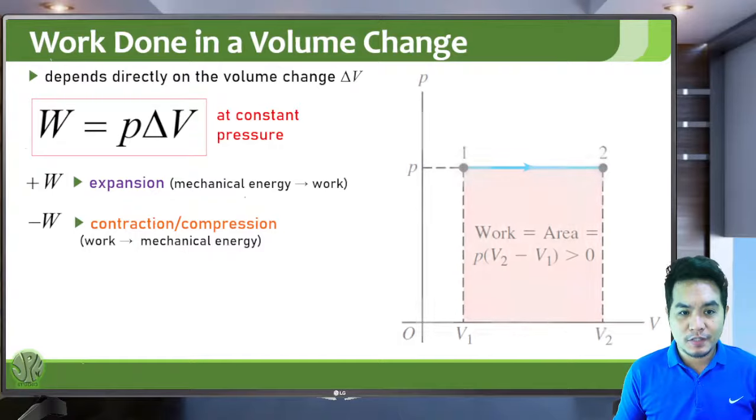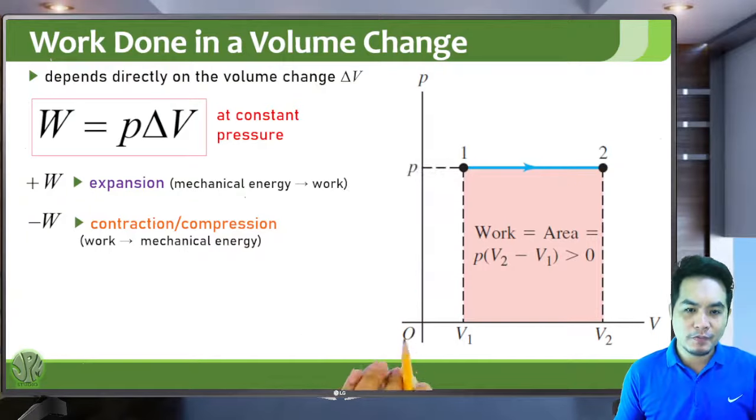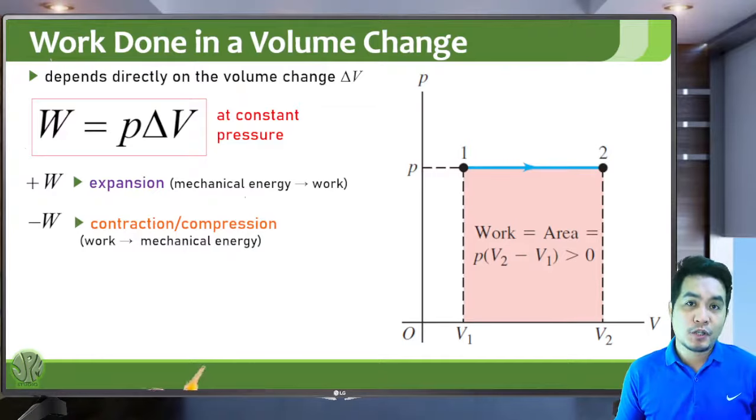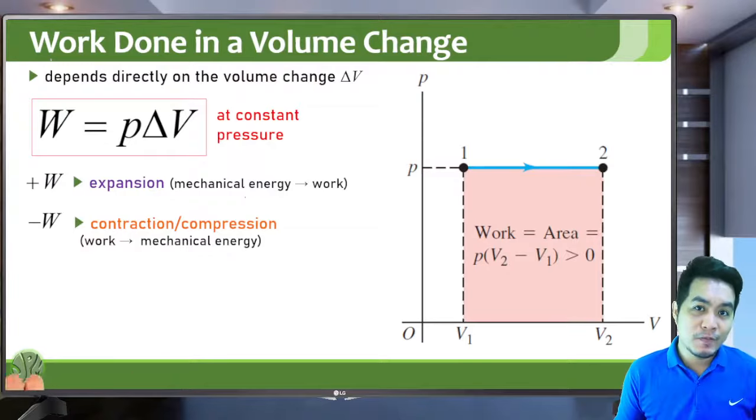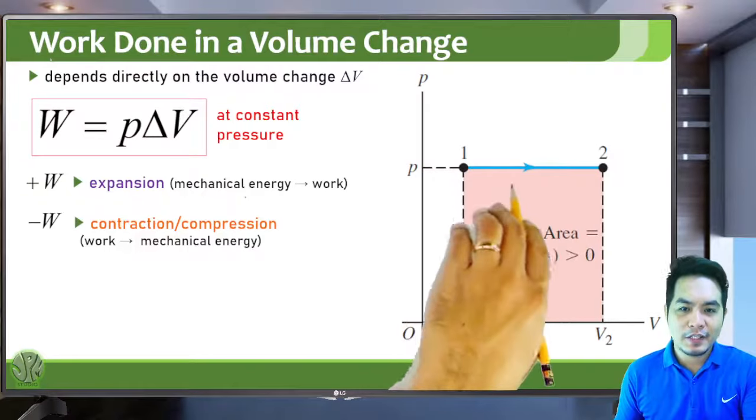it's converted to the mechanical energy of the system. So this is a PV diagram, a pressure-volume diagram. Pressure is on the y-axis, volume is on the x-axis, for a volume change at constant pressure. In this lesson, we will only consider constant pressure volume expansion or compression. However, I would like to note that pressure may also change during an expansion or a compression. In that case, the work done is just equal to the area under this curve here.